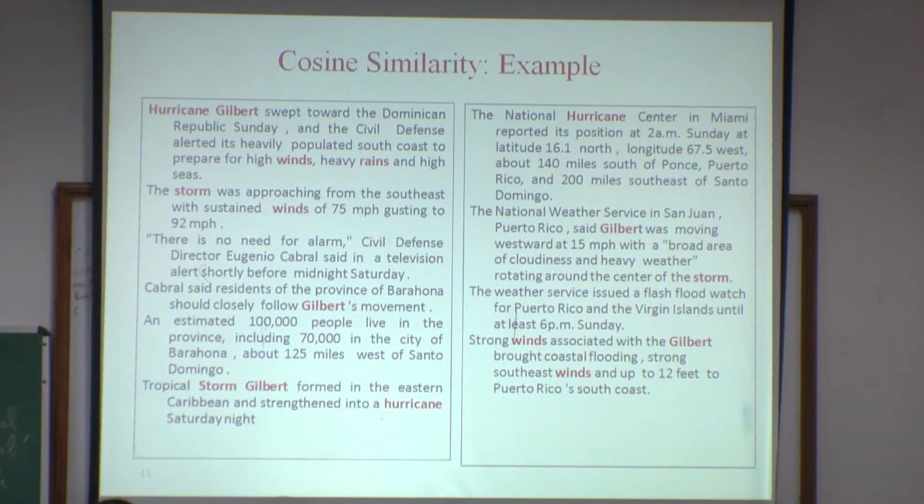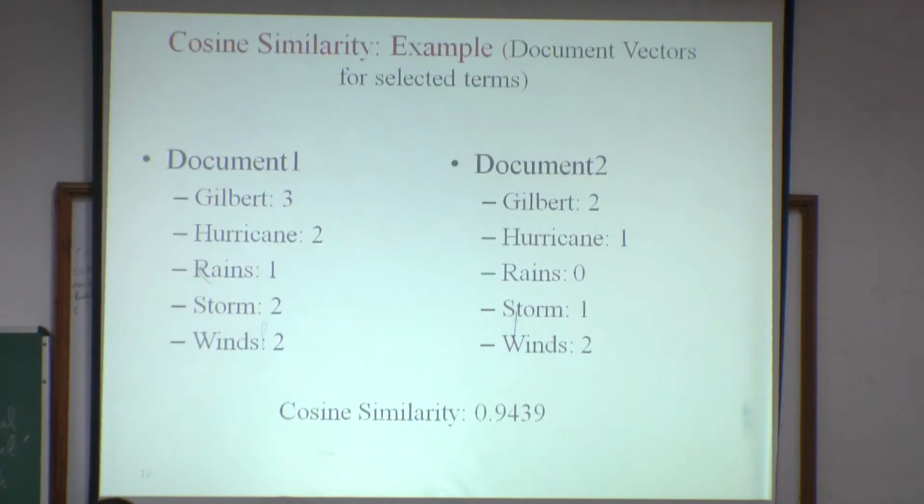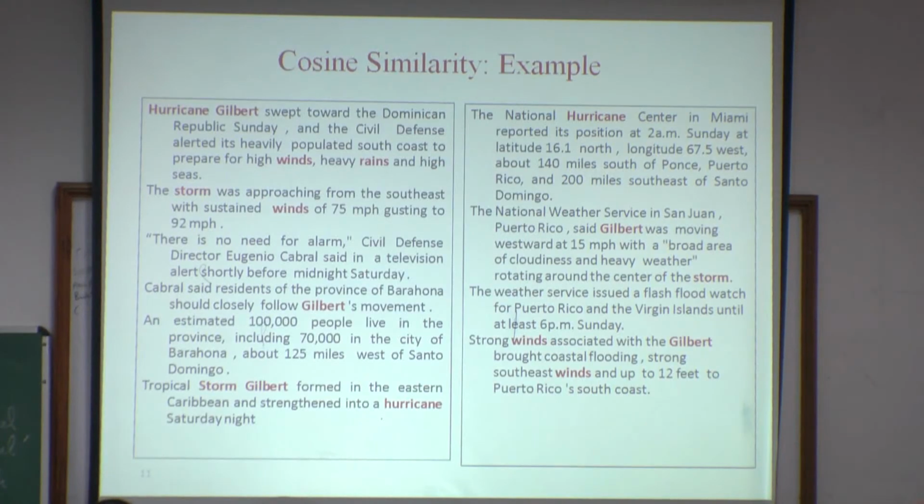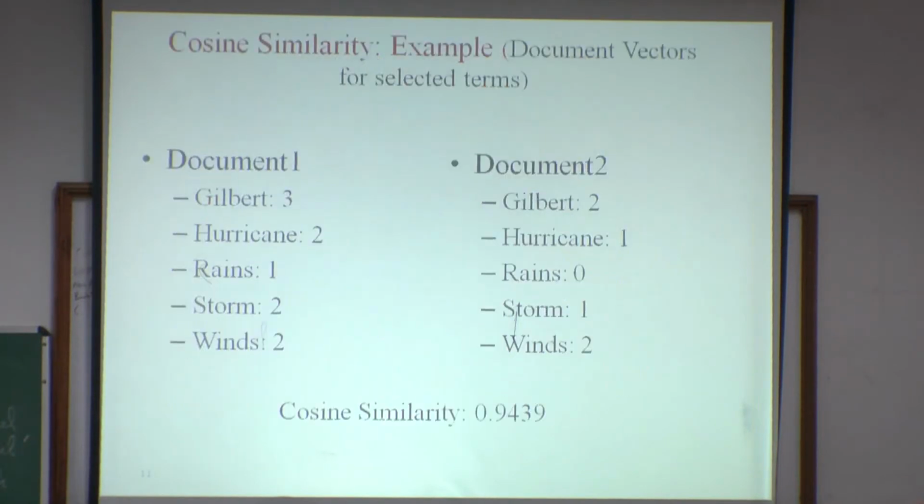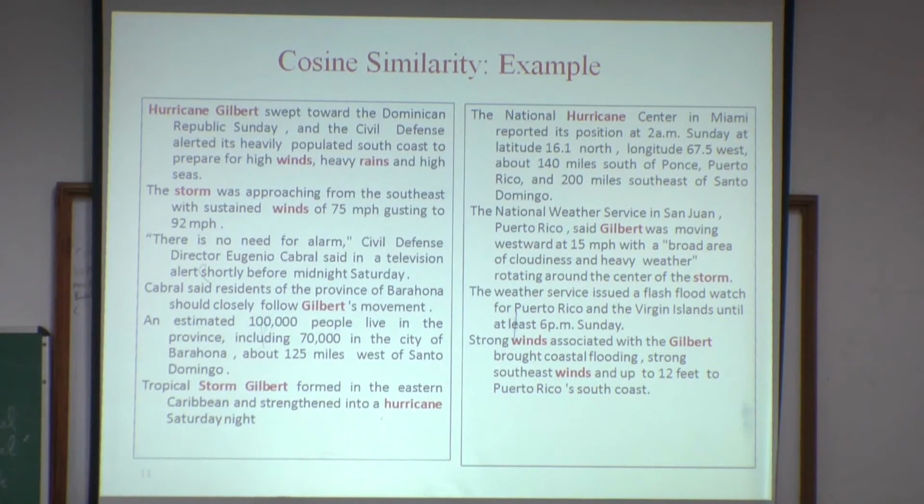This is an example of calculating the cosine similarity between two documents. Here there are two documents. I highlighted the similar words in red color, extracted those words, identified the similarity, and calculated the semantic similarity between the two documents. It is 0.9439.